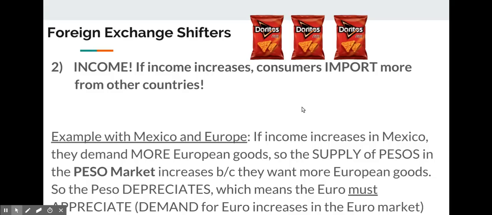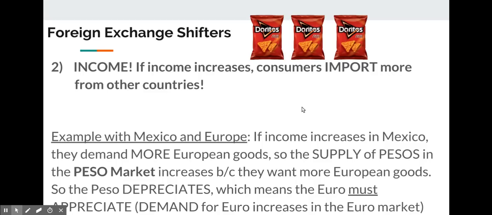The second shifter is income. If income increases, then consumers import more foreign goods because again, you're a baller, you're earning more money, you can afford those exotic, fancy European, Asian, African goods that you could not before. So here's an example with Mexico and Europe. If income in Mexico increases, they're going to demand more fancy, exotic European goods.